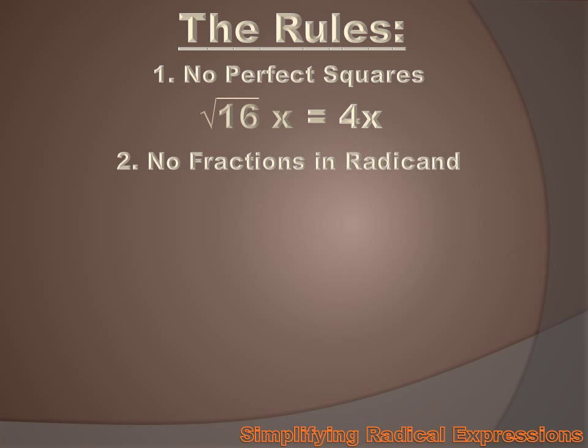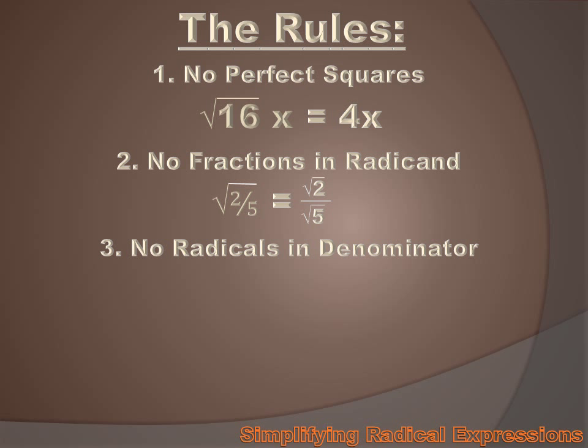Rule number two. There can be no fractions inside the radicand. If I had the square root of 2/5, I would have to rewrite that as the square root of 2 over the square root of 5.